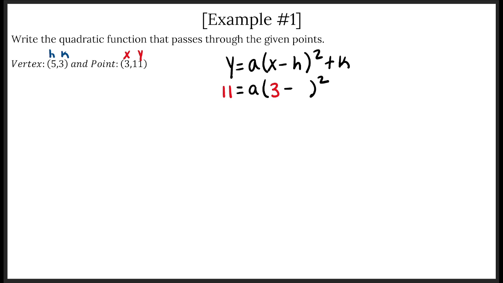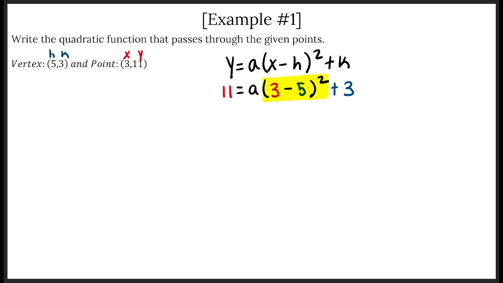X is a 3. H is a 5. K is also a positive 3. So I'll put plus 3. Okay. Look at the stuff that we need to clean up here. We are trying to solve for A. There's quite a big mess over on the right-hand side where A is. We have this big chunk of stuff right here that we could clean up pretty nicely. Parentheses 3 minus 5 squared. Honestly, this is the nicest way that we could do this.